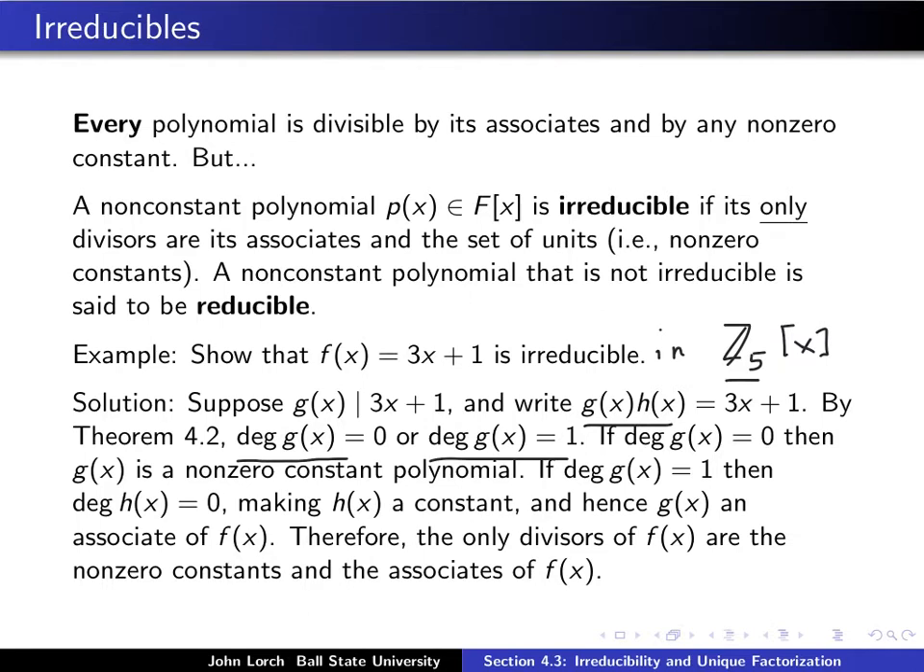If the degree of g is 0, then we know that g is a non-zero constant polynomial. On the other hand, if the degree of g is 1, then the degree of h has to be 0. That's according to theorem 4.2, essentially. And that makes h of x a non-zero constant polynomial, and therefore g is an associate of f, right? So how do we see that g is an associate of f? Well, if h of x is constant, then we have g of x times c equals f of x.